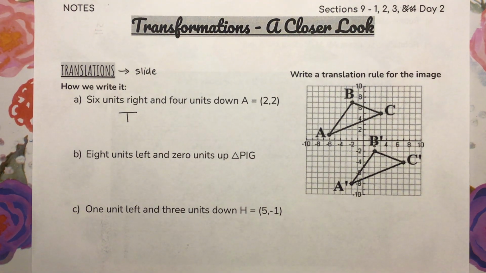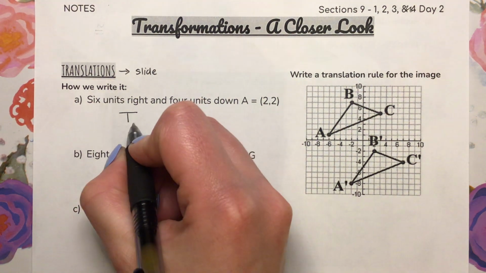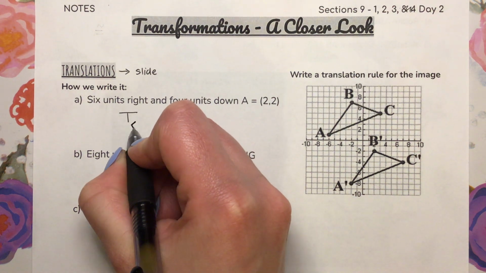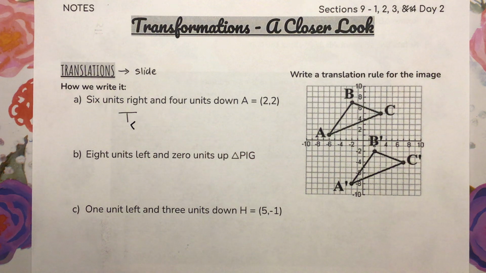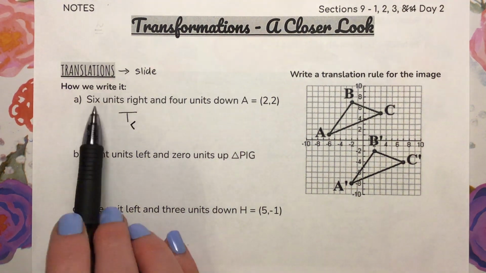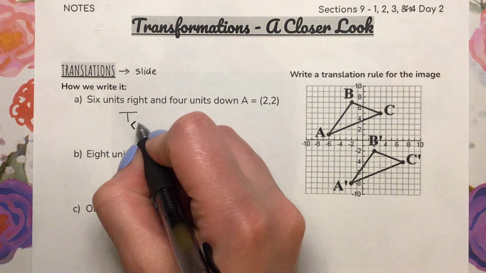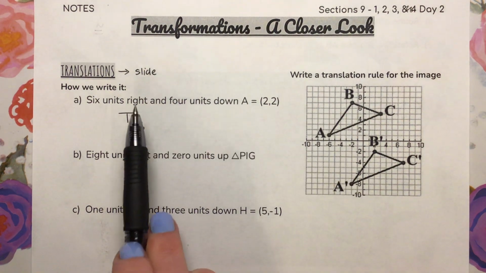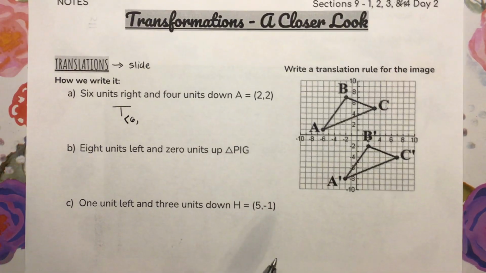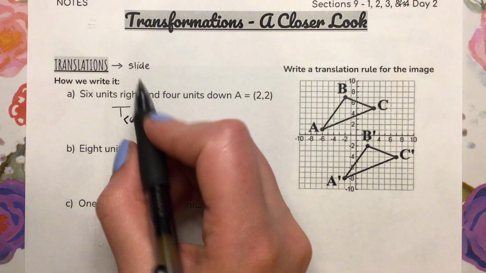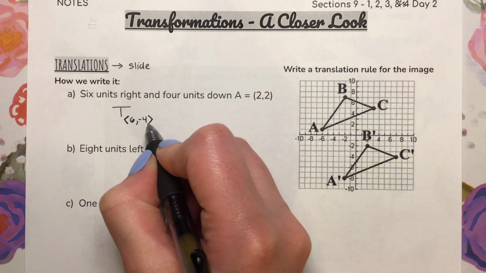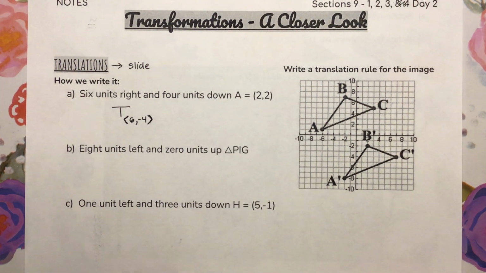Now we need to describe how that translation is going to work. So at the bottom right-hand corner of that T, I'm going to put these little pointy brackets. They kind of look like the head of an arrow. And I'm going to describe what's going to happen in that translation. So this works kind of like X and Y. If you're moving to the right, that would be positive 6, and that would be an X change. So I'm going to put 6. And then how is the Y changing? How is it changing up and down? It says 4 units down, so I'm going to put -4 after that. And then I'm going to close my pointy bracket right there.